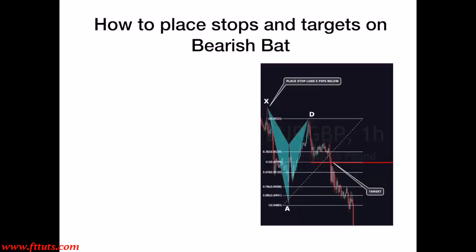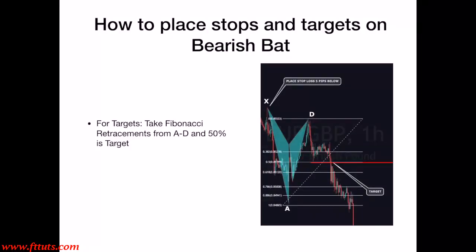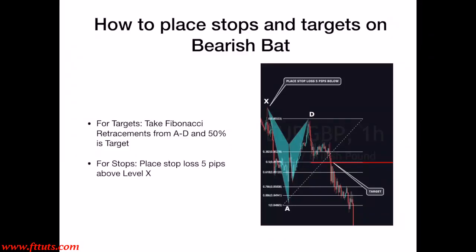Okay. Same thing vice versa with the bearish Bat pattern. For targets, take the Fibonacci retracement from A up until D, meaning that A is going to be your 100%, D is going to be your 0%, and then 50% of that is where you're going to put your targets. And for stops, you place the stop loss 5 pips above level X, which is where you're going to secure as much profit as possible.